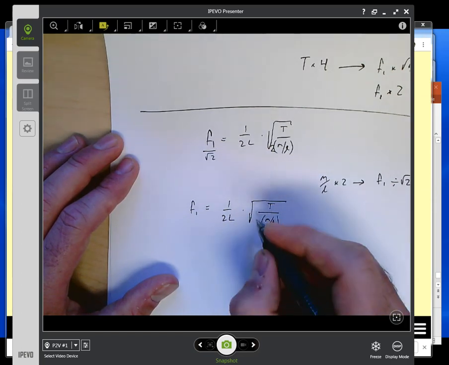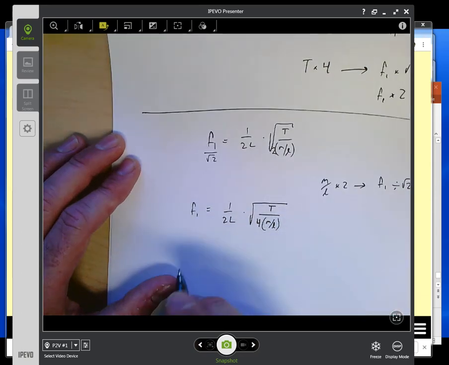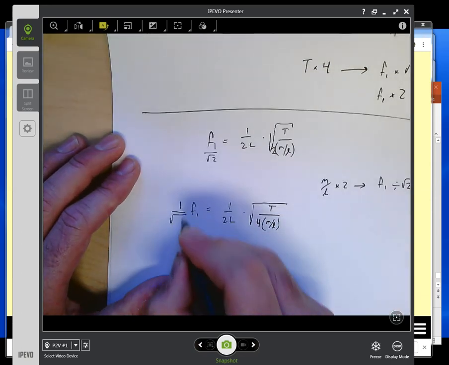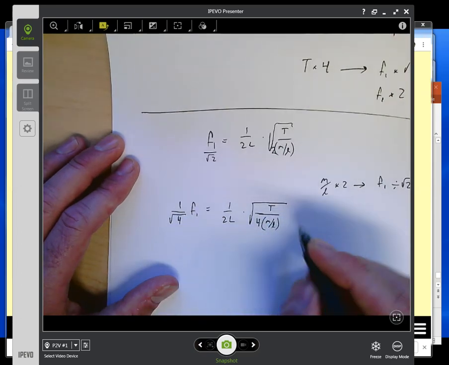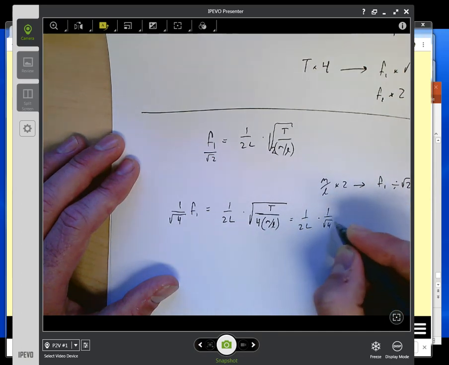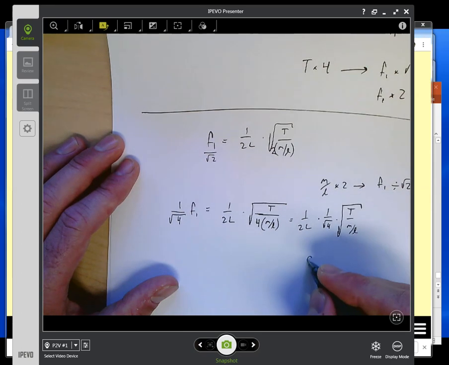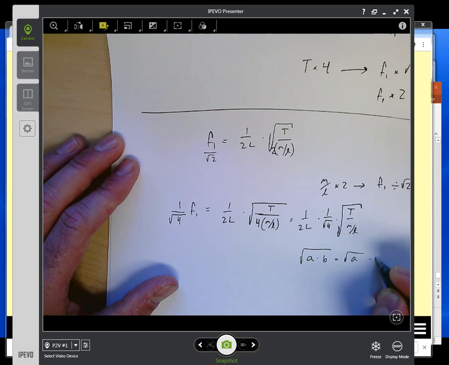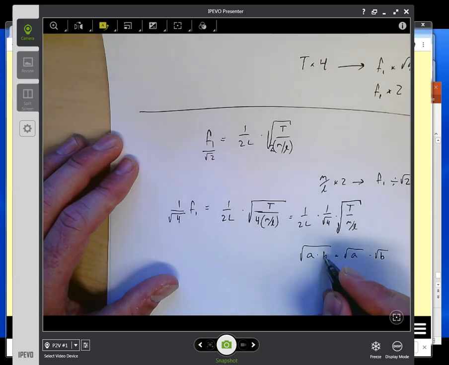If I multiplied mass per length by 4, that would be like multiplying by 1 over the square root of 4 here. This is equal to 1 over 2L times 1 over the square root of 4 times the square root of T over mass per length. Just remember that the square root of a times b is equal to the square root of a times the square root of b. If you're not remembering that quite clearly, you might check out the math review on Blackboard.